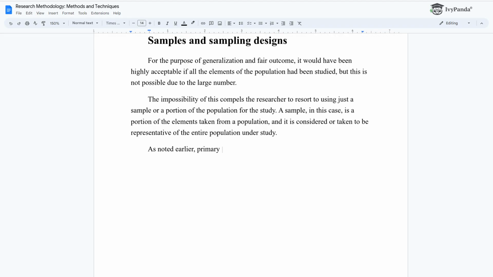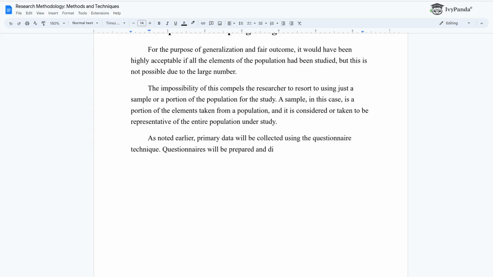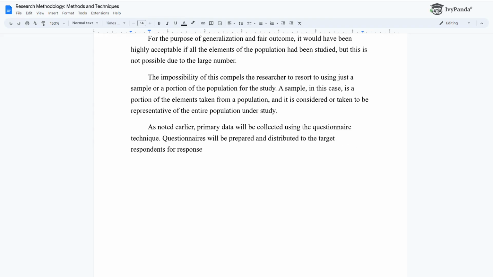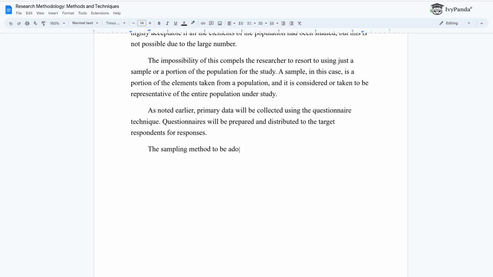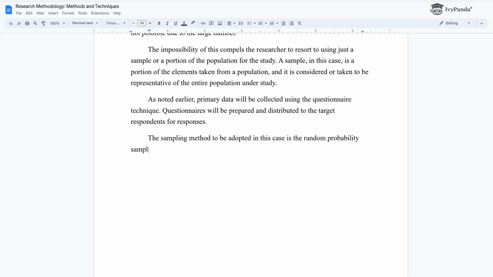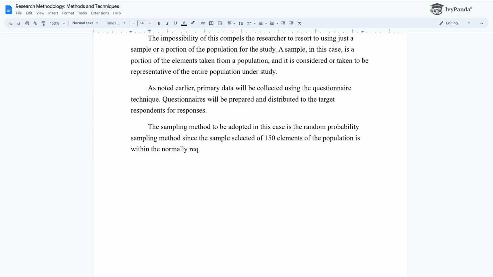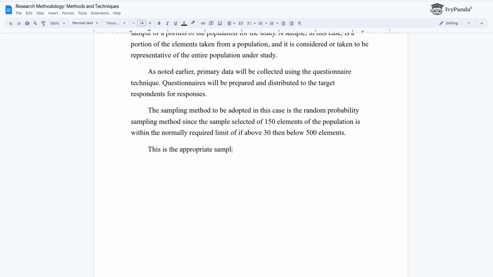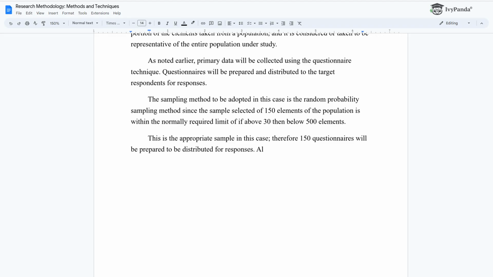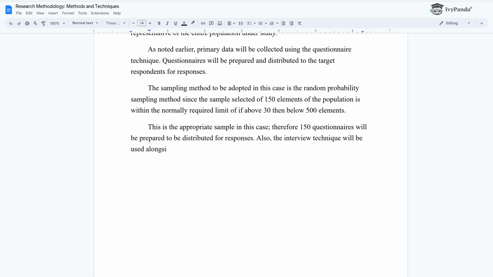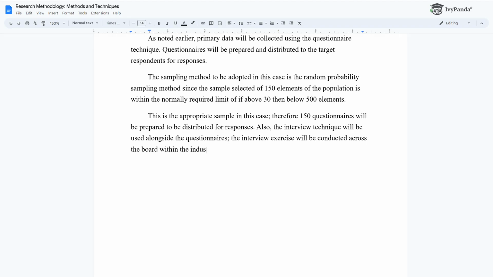As noted earlier, primary data will be collected using the questionnaire technique. Questionnaires will be prepared and distributed to the target respondents for responses. The sampling method to be adopted in this case is the random probability sampling method, since the sample selected of 150 elements of the population is within the normally required limit of above 30 but below 500 elements. This is the appropriate sample in this case. Therefore, 150 questionnaires will be prepared to be distributed for responses. Also, the interview technique will be used alongside the questionnaires. The interview exercise will be conducted across the board within the industry.